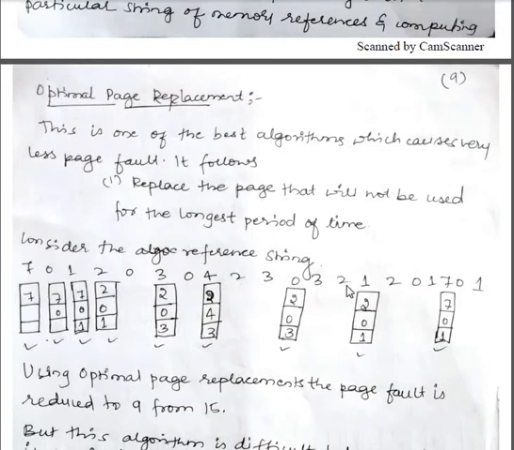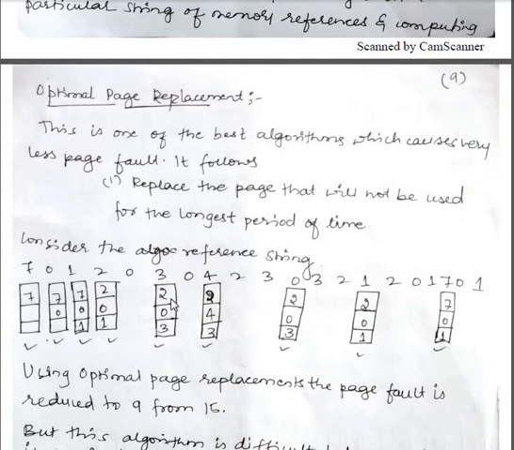So after this we are having 1 here. So 1 is not used for a long time. So we are replacing this 1 and bringing in 3 here. So 2, 0, 3 here. Next reference is 0, which is already present. Next reference is 4. 4 is not present in this one.